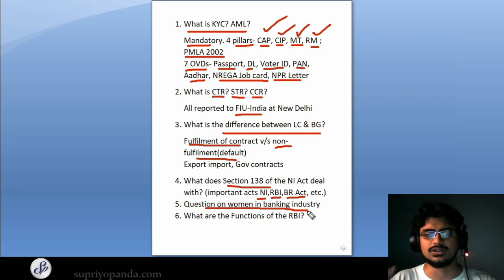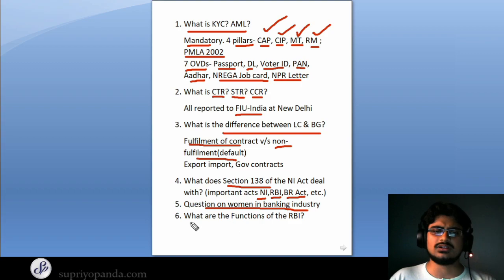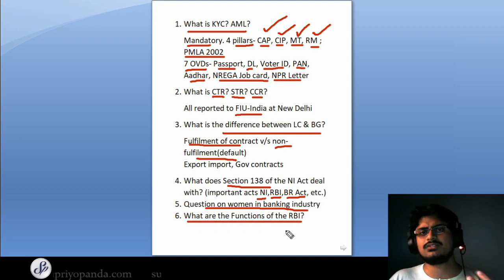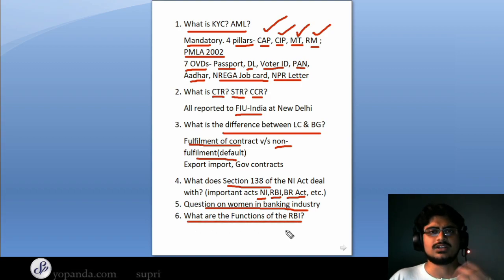So let's move on to the next question, which is the functions of the RBI. Now, I made a video on the role and the responsibilities of RBI and how we can tie it up to the preamble. So I hope you've watched that video. If you have not watched it, please see the description down below. I'll leave it there. Or you can go ahead and check the RBI Grade B playlist. It will be there and it will clear everything up.